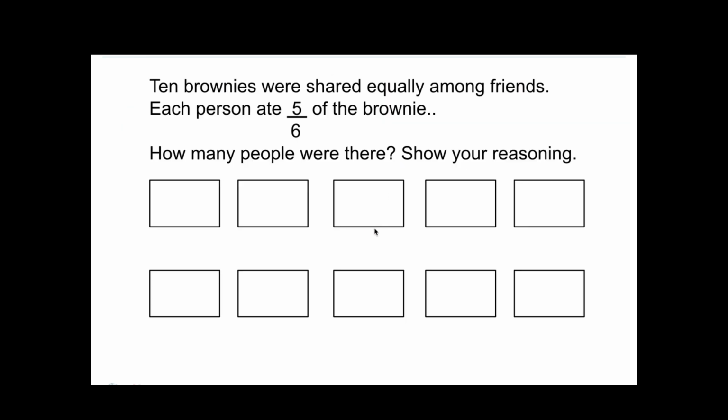So now I have 10 brownies, and I'm going to share them equally among my friends, but each person is going to get less than a whole brownie. They only get 5/6 of the brownie. So I want to know how many people there were if I used up all 10 brownies.